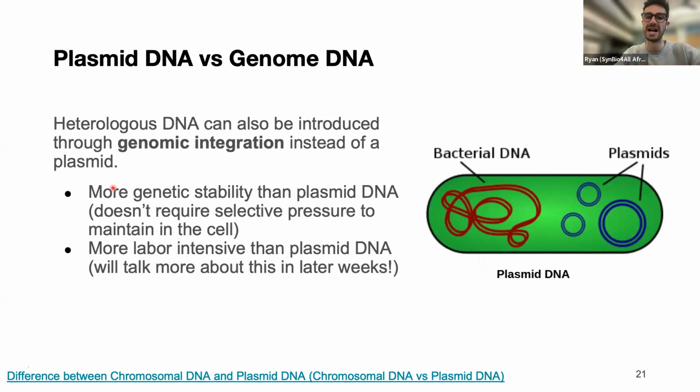The major advantage of putting your DNA into the genome is that it is more genetically stable than plasmid DNA. So you don't need a selective pressure to maintain it in the cell anymore, because it's now just a part of the cell's genome. The major drawback is that it's more labor intensive than plasmid DNA. I think we will talk more about this in future lessons when people talk about different workflows in synthetic biology. But basically, it takes a lot longer to put DNA into the genome than to just put it on a plasmid.